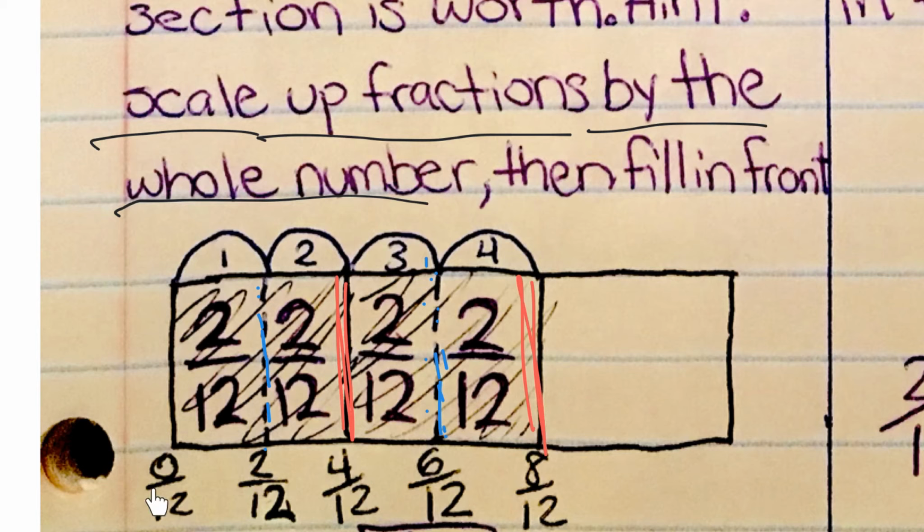So 0 plus 2 is 2/12. 2/12 plus 2/12 is 4/12. 4/12 plus 2/12 is 6/12. And 6/12 plus 2/12 is 8/12. So we know that each of these sections is worth 2/12.